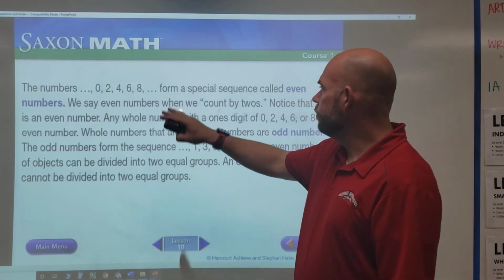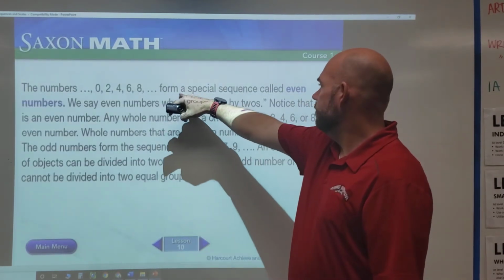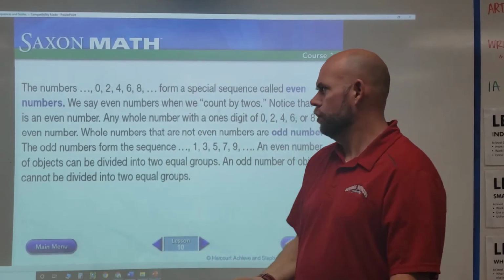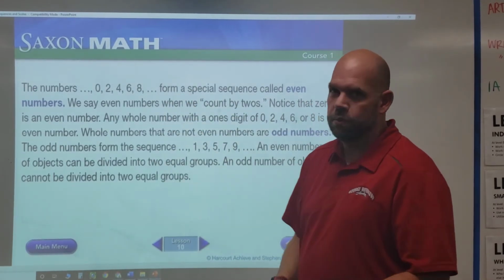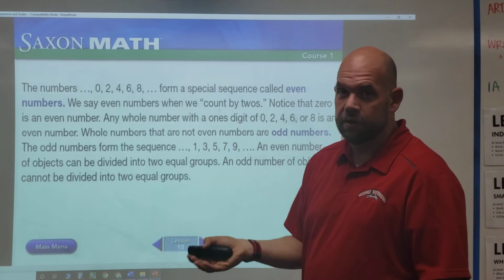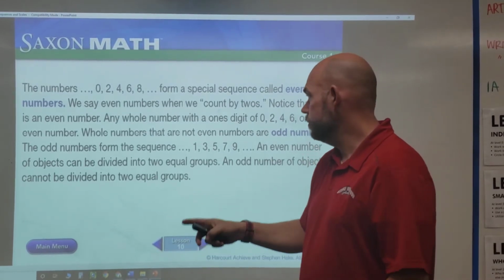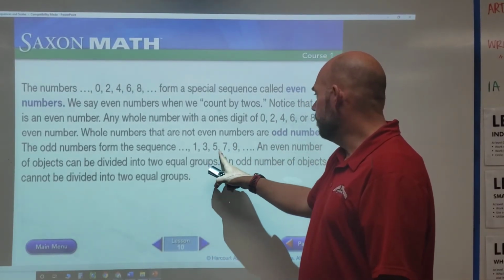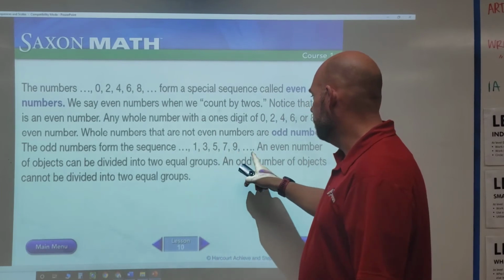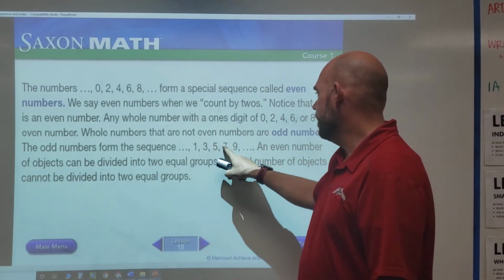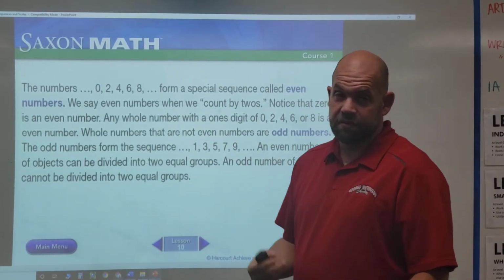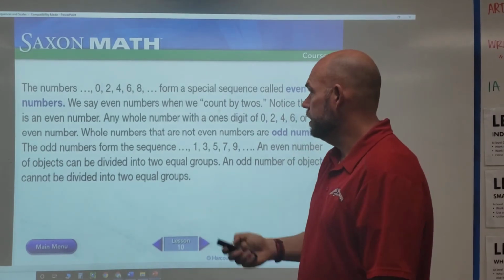All right, the numbers 2, 4, 6, 8 form a special sequence called even numbers. And so we say we're counting by 2s because all even numbers go in increments of 2. All right, an odd number also goes in a sequence by counting by 2s, 1, 3, 5, 7, 9. So they're divided into equal groups, just like even numbers.